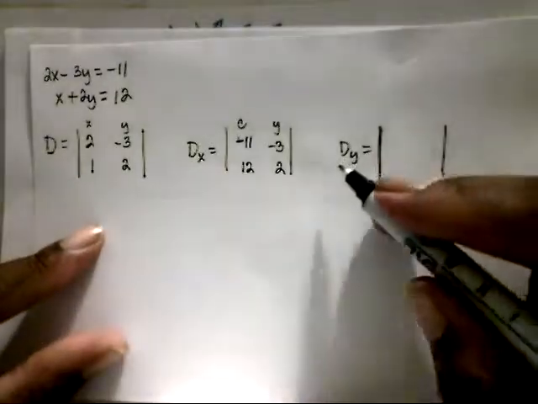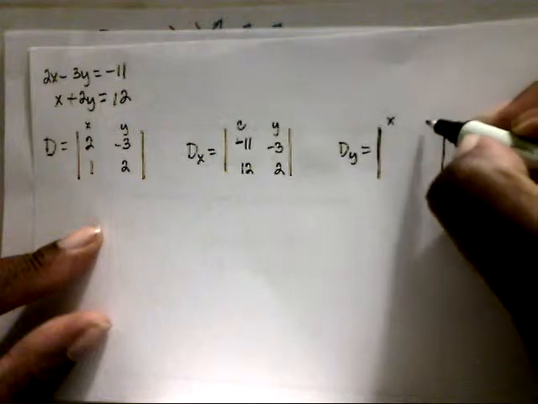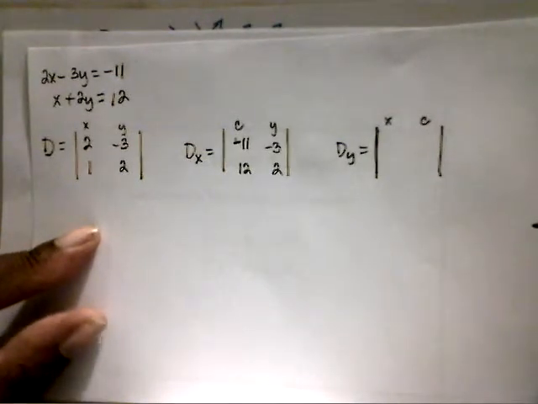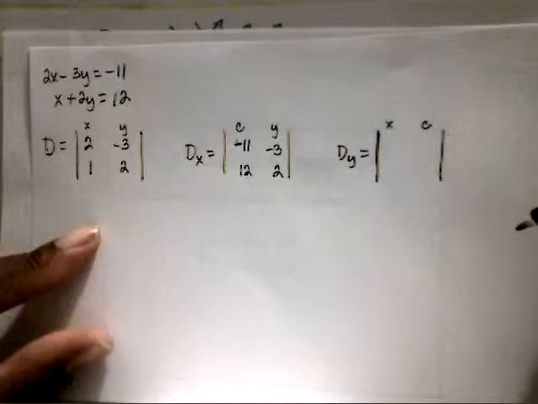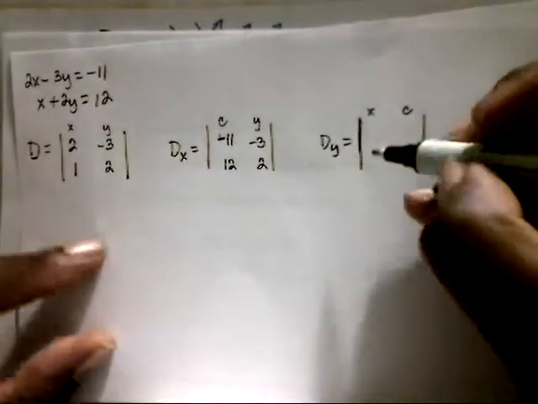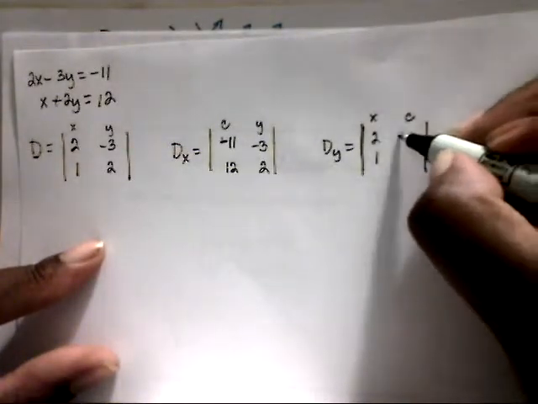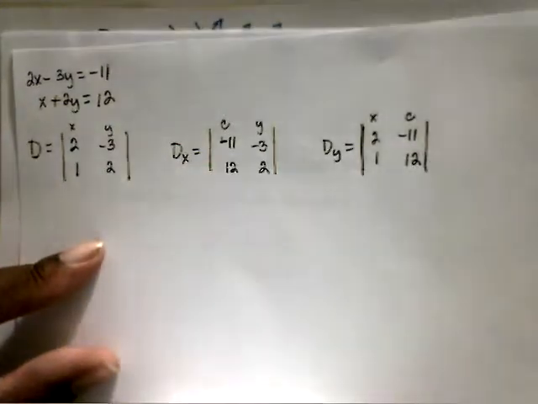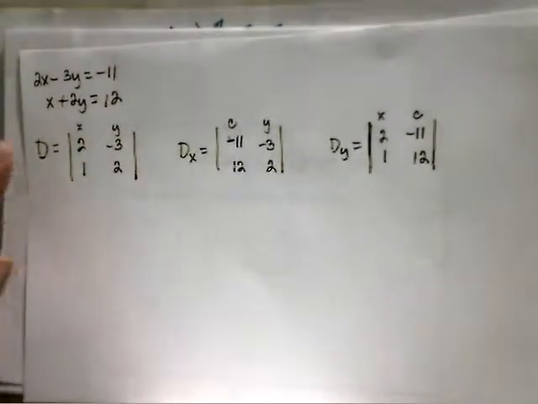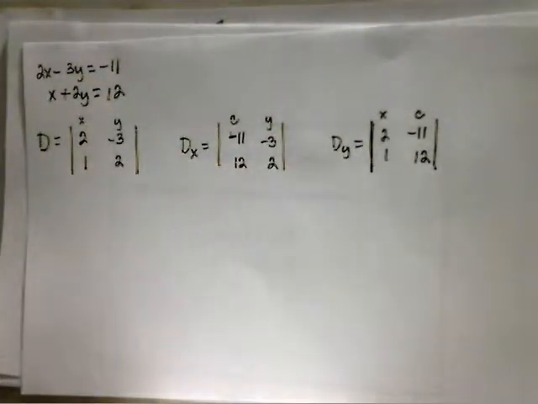Now for the determinant of y, here the first column will be your x coefficients. The second column, instead of your y's coefficients, you're going to put the constants there in its place. So the coefficients of x, again, that's 2, 1. And then for the constants, that's negative 11 and 12. Okay? Now we're going to have to find the determinants for each one of these three matrices. D, d sub x, and d sub y.